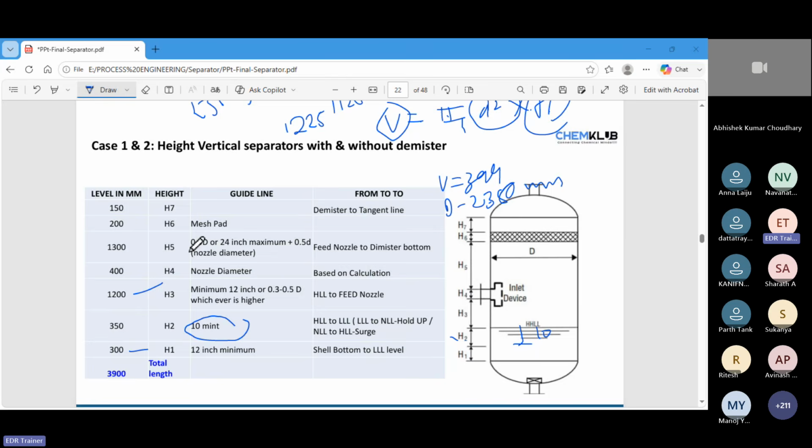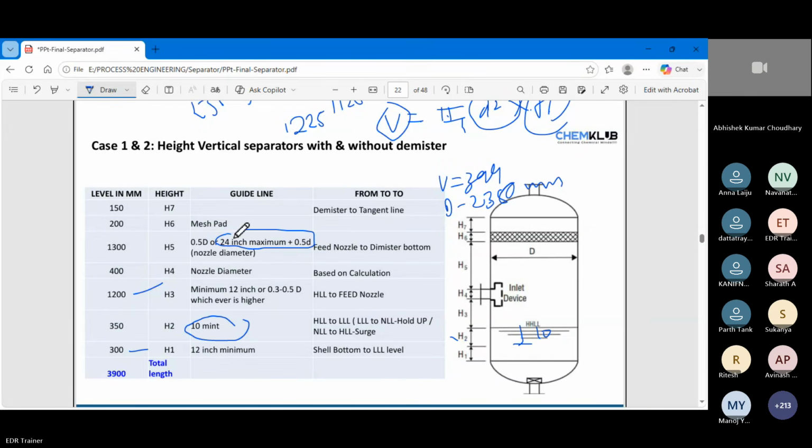Okay. Then again, after the 400, we have H5. So H5 is the same: 24 inch maximum or 0.5 D. Whichever is higher, we need to select. Same for a mesh pad, 200 or 150 NB, and disengagement space 150. So you can total it out, and you will get 3900, around 4000 mm length that you have calculated.